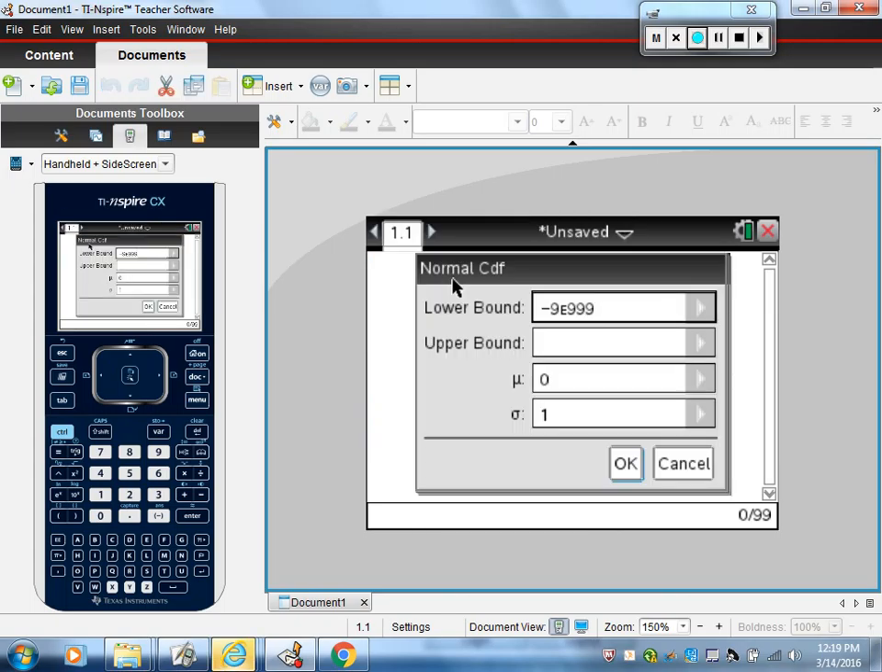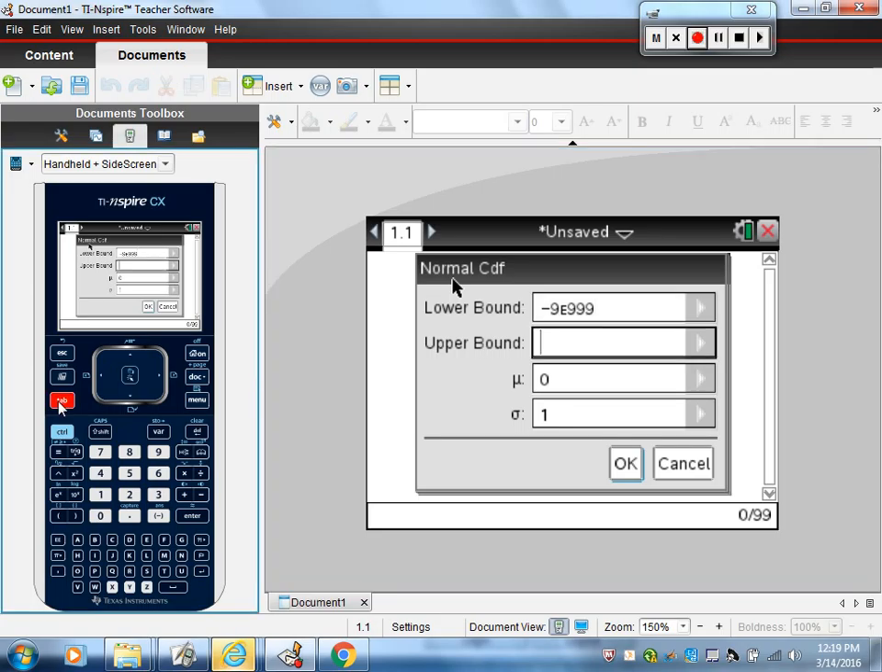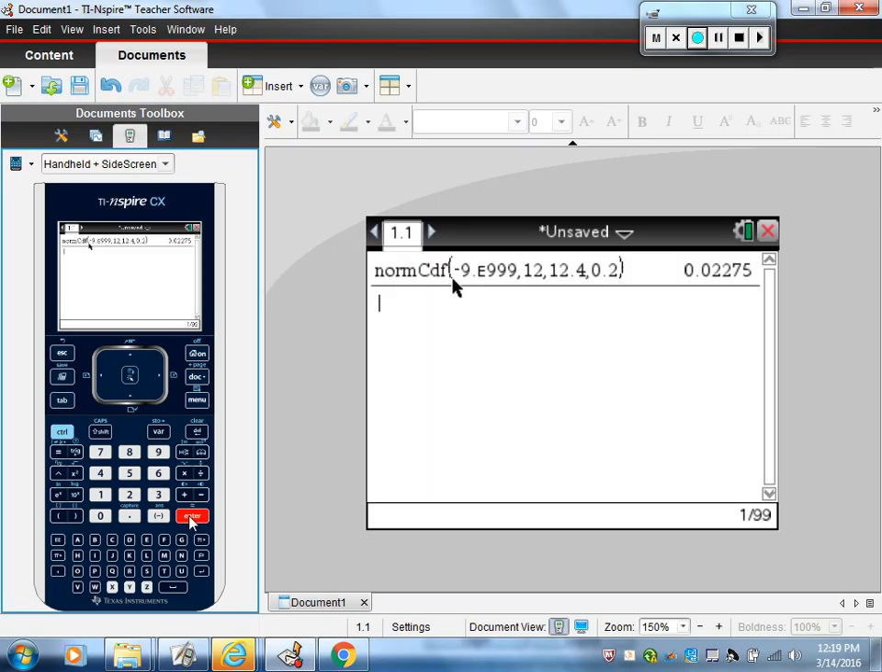We want normal CDF first. For the lower bound, we can use this default. This is negative 9 and 999 zeros in scientific notation. Our upper bound, and we can hit tab to get to our next value, is 12. The standard normal curve has a mean and standard deviation of 0 and 1, but we want to change it for our problem. So our mean was 12.4, and our standard deviation was 0.2. You're telling the calculator where to center the curve. Hit tab and hit OK, and that's your area under the curve. That's the likelihood. Let's round to 3 decimal places.